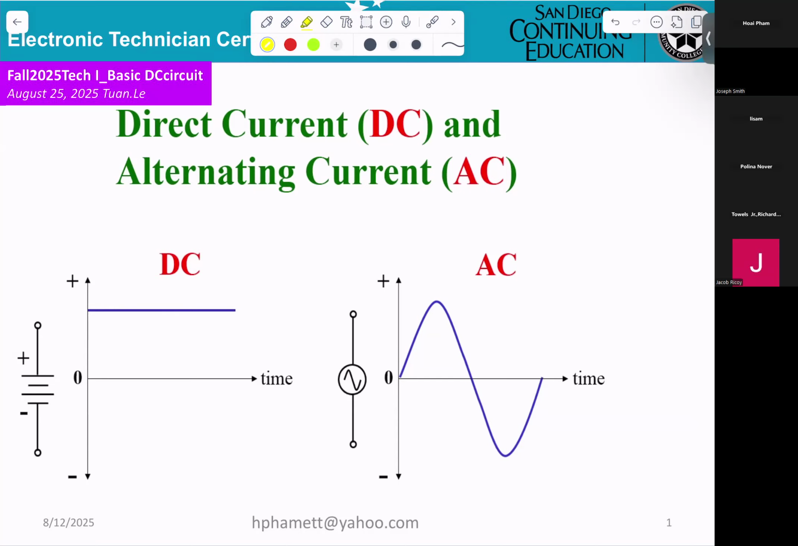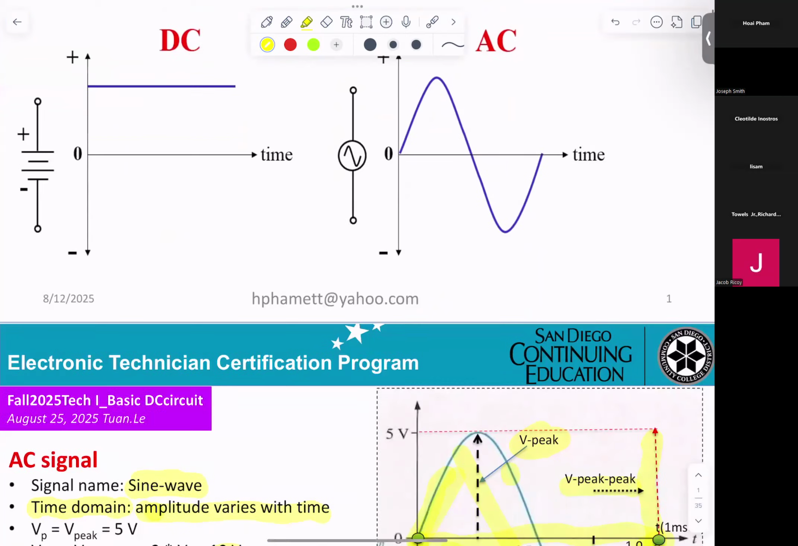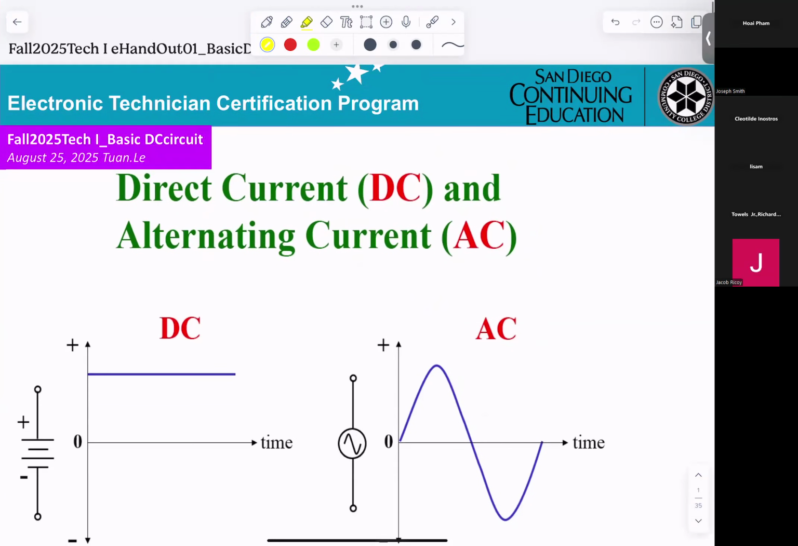Yes, oh, yeah, we could see it. Can you read? We can read it. You mean the direct current and alternating AC current? The title, yes. Oh, okay. I can see what happened now. Okay.